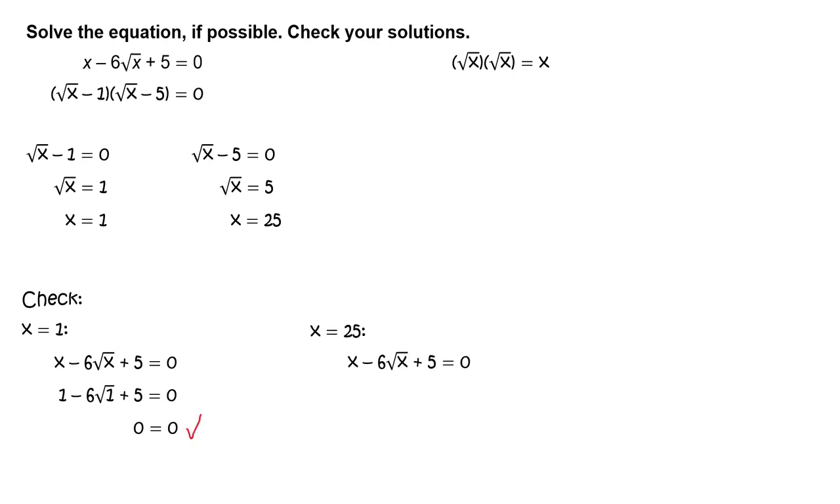To check x = 25, substitute 25 for x and simplify. You are left with 0 equals 0. And because this statement is true, the solution checks. Therefore, x = 1 and x = 25 are your solutions.